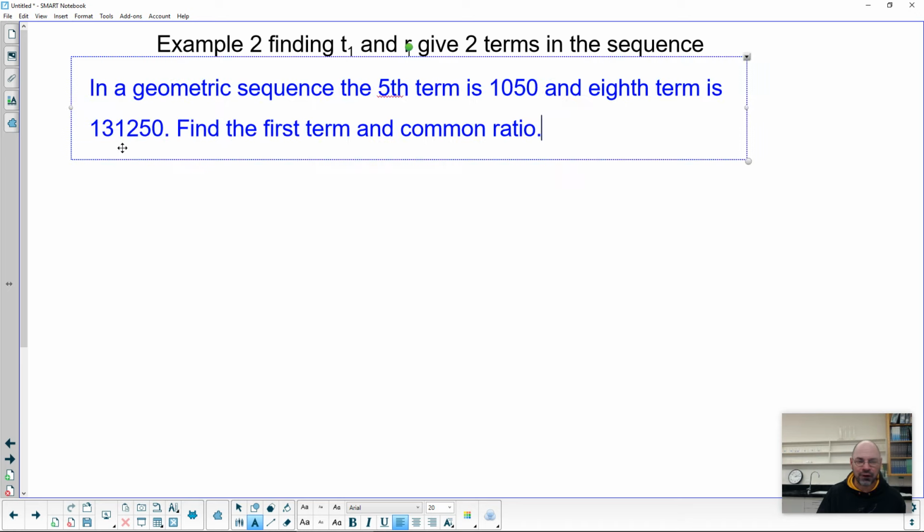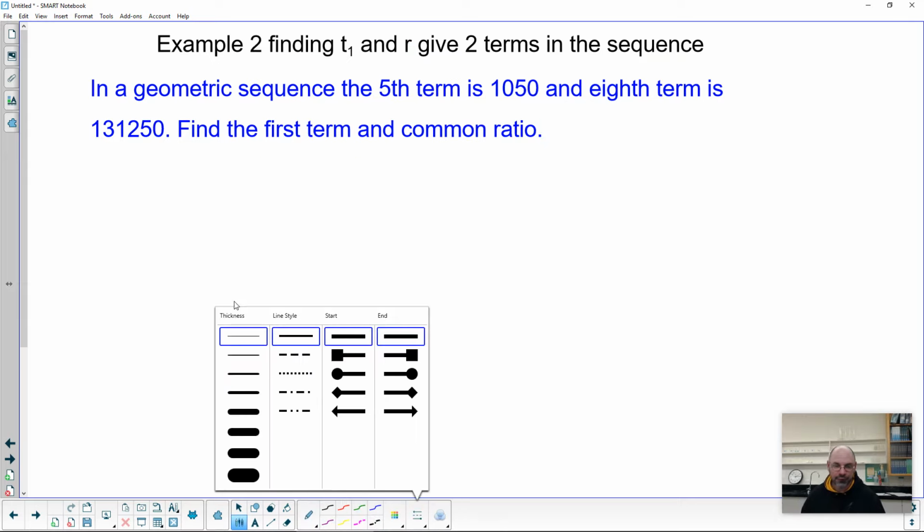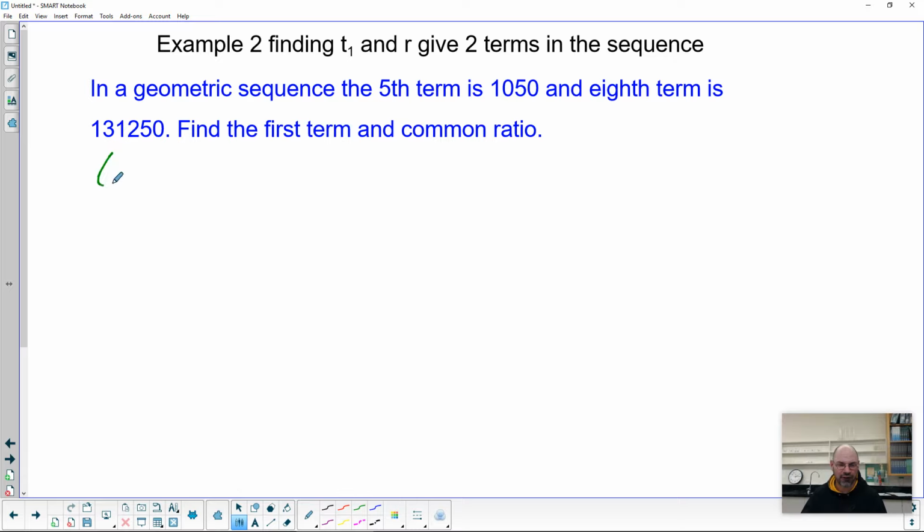This one probably isn't that difficult. So in a geometric sequence, the 5th term is 1050 and the 8th term is 131,250. Okay, so let's write down what we know first. So we know that the 5th term, that's T5, equals 1050.